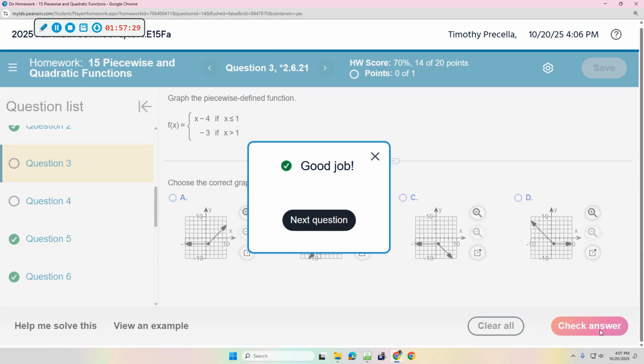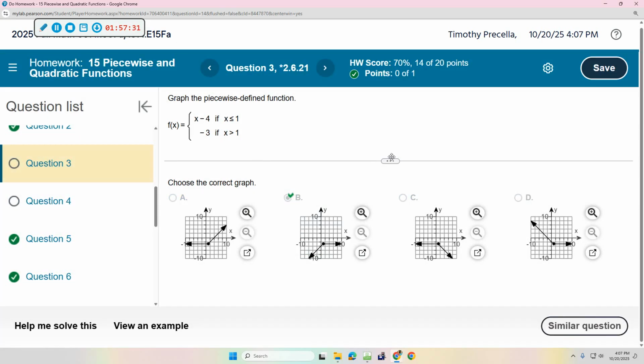Okay. Any questions on this? Graphing piecewise functions: if you can do those, you know how to graph, period. And you understand a lot about graph theory.